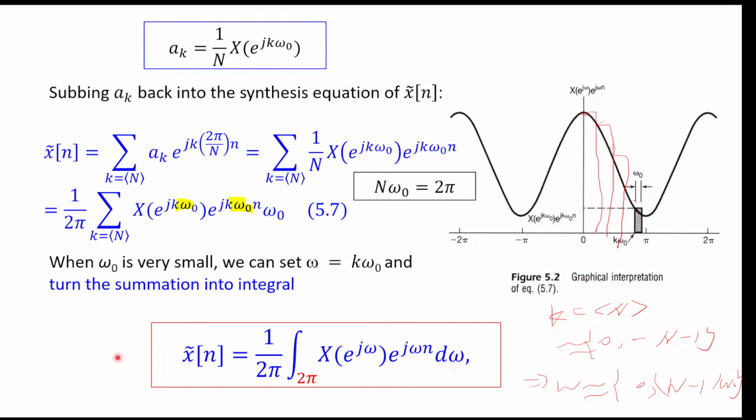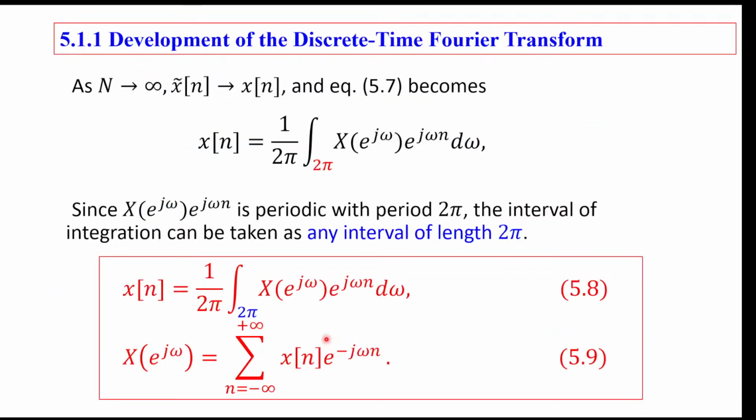Okay, so we do this derivation, and we think about what happens when N goes to infinity and omega naught goes to 0. Maybe I should write it like this: as N goes to infinity, omega naught will go to 0. And what happens is we can get an equation for x tilde of n as an integral of big X. And also, as N goes to infinity, x tilde of n will go to x of n.